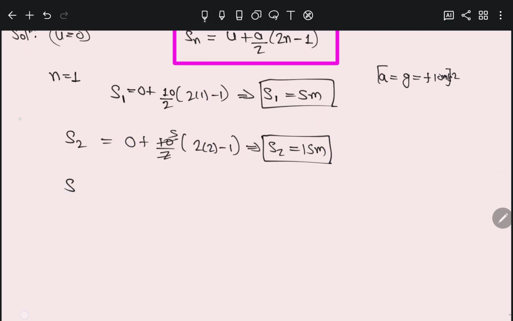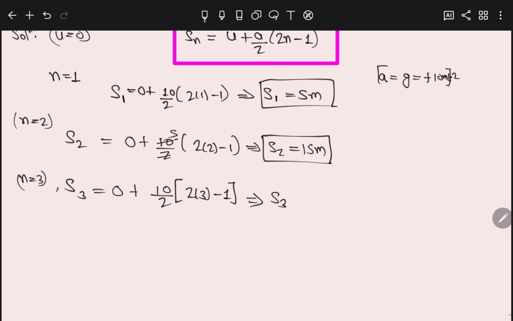Now for the third second, here n is equal to 3. So s3 is equal to 0 plus 10 divided by 2, times (2 into 3 minus 1). So s3 is equal to 6 minus 1 is 5, and that is 5 also, so 5 fives are 25 meter. That is right.